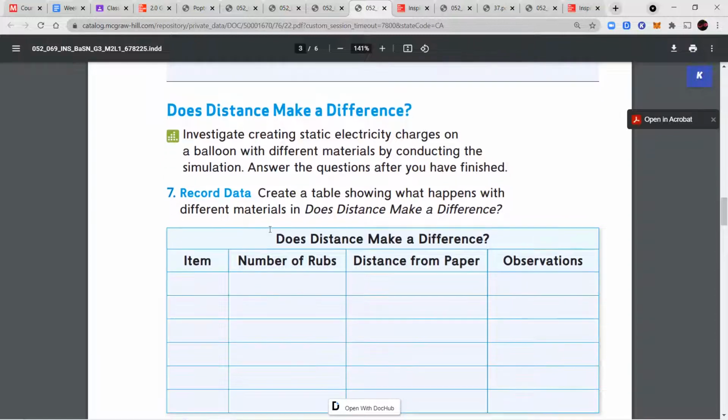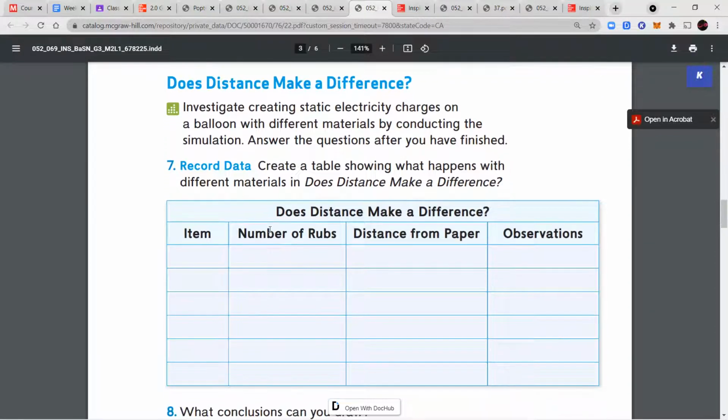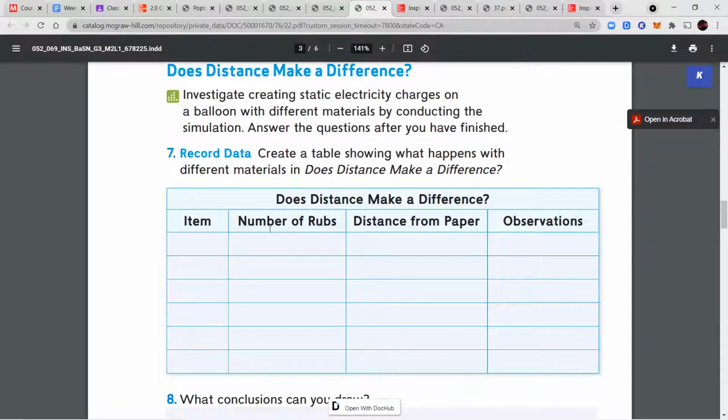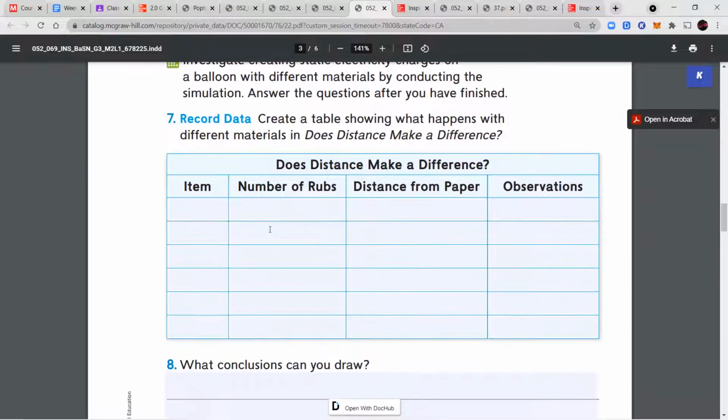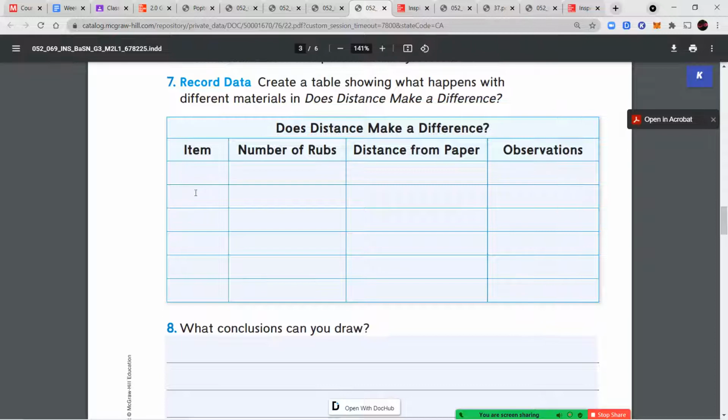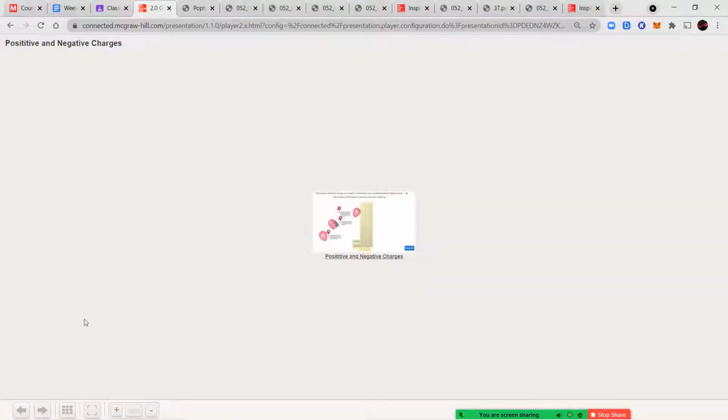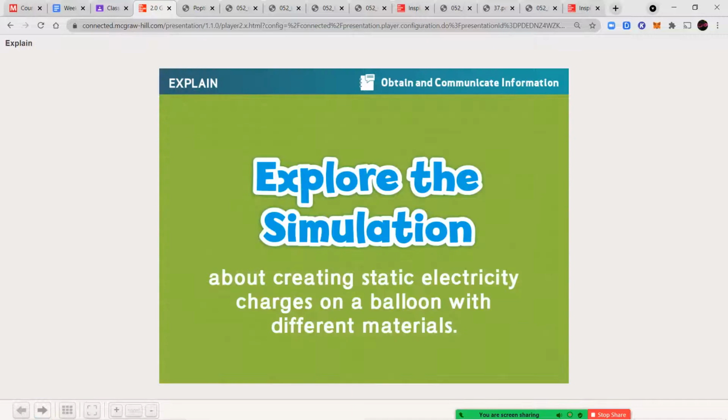Next, we're going to investigate creating static electricity charges on a balloon with different materials by conducting the simulation. And we're going to answer the questions after we've finished. So we're going to have the item, the number of rubs, the distance from the paper, and our observations. And then we're going to talk about our conclusions, what conclusions we can draw after that.